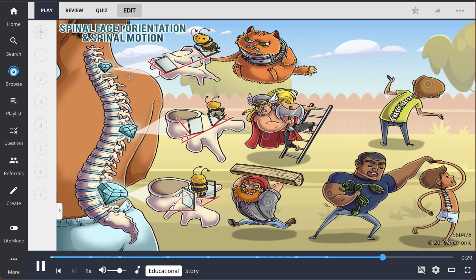Orientation can be remembered with the bumble bum mnemonic. The cervical facets face backwards, upwards, and medially. The thoracic superior facets face backwards, upwards, and lateral, and the lumbar facets face backwards, upwards, and medial.